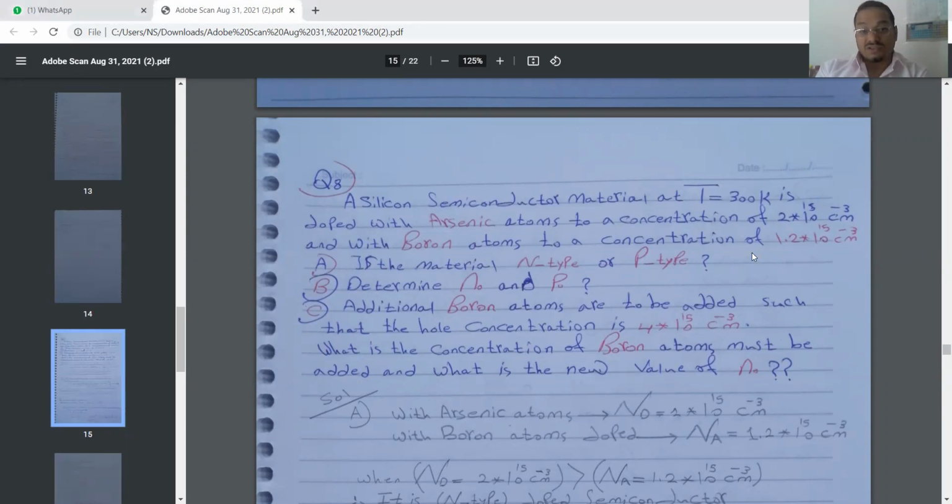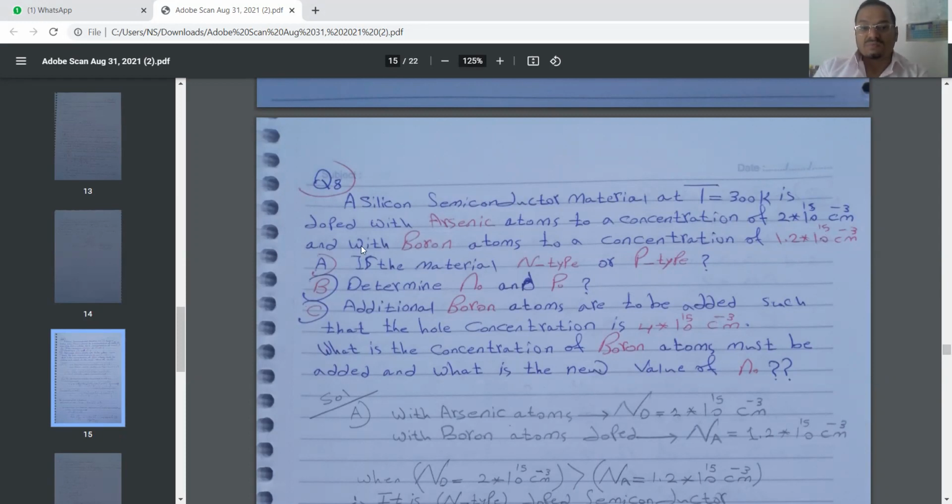Here we will be dealing with silicon semiconductor material at room temperature, doped with arsenic atoms. Arsenic, like I said before, has 5 electrons in the last shell. It will tend to give up one of them to reach stability and build its bonds with the neighboring silicon atoms. That means here 2 point exponential 15, equal to Nd, the donor concentration at the conduction band.